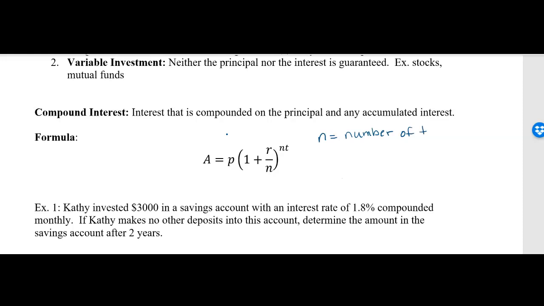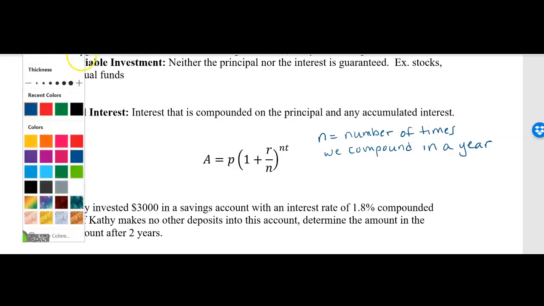It's the number of times we compound. I was going to say annually, but I'm just going to say in a year, because it's per year. The number of times that we are compounding in a year, meaning if it's compounded monthly, N would be 12. Okay, so actually, let me give you some examples while we're here.